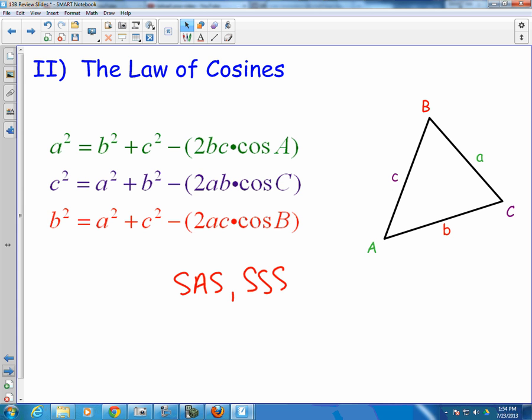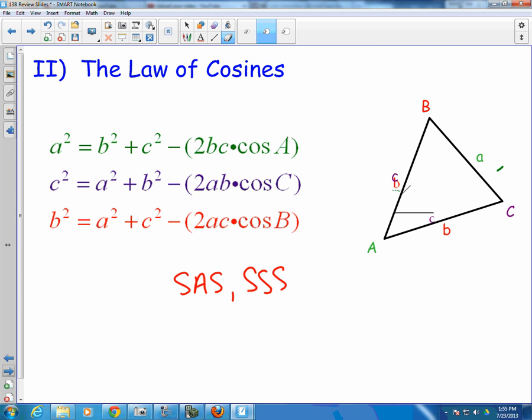When you have side angle side, you can't do law of sines. For instance, if I said this was 35 degrees, this was 10, and this was 12, there'd be no way to set up a ratio to use law of sines. Like if I want to do sine of 35, I don't have little a. You know what I mean? If I wanted to do either of the other ratios, I don't have them.